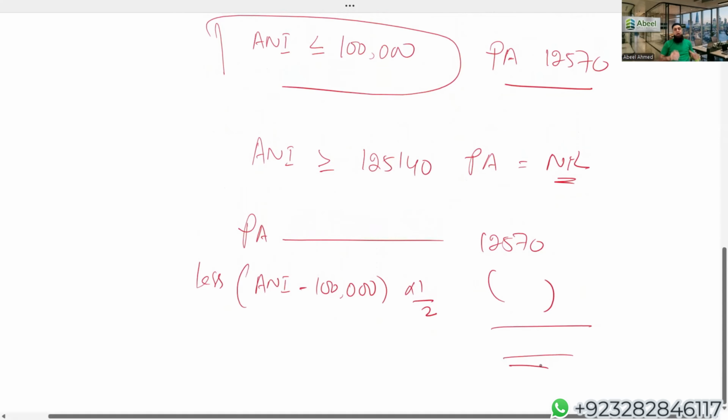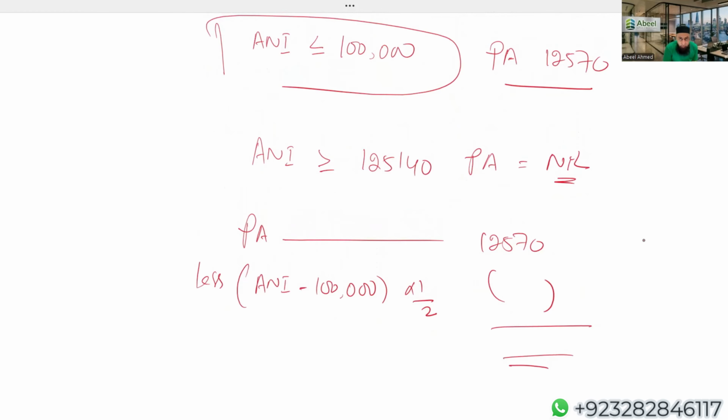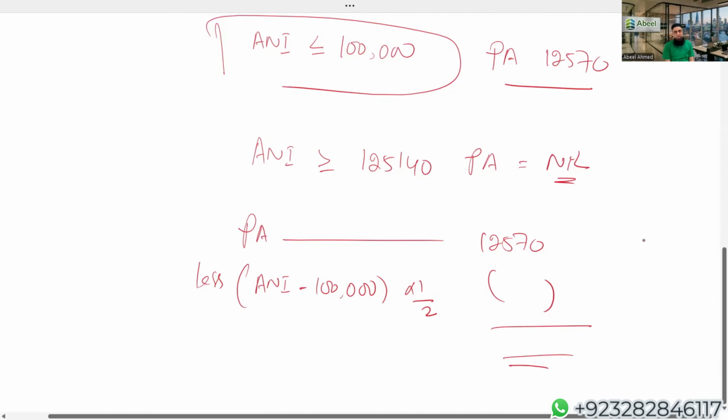So simply an individual who is having adjusted net income less than or equal to 1 lakh enjoys entire personal allowance 12,570. But if your ANI is more than 1 lakh, then obviously personal allowance reduces. Plus, whoever is having ANI equal to or greater than 125,140, that person does not get personal allowance. It looks that person is having deep pockets. If someone is having a large amount of money, obviously HMRC is not giving you any personal allowance because your adjusted net income is more than or equal to 125,140. Your personal allowance becomes zero.